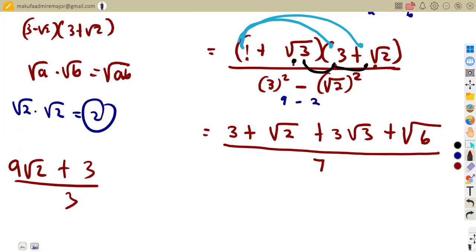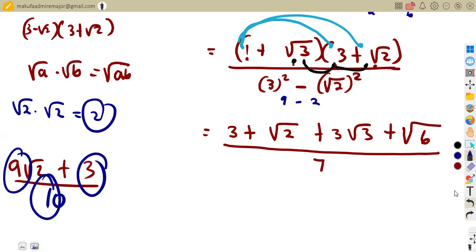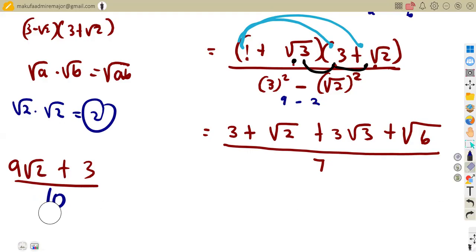But if this is being divided, let's say here it is being divided by maybe a 10, there's no need for you to separate, because even if you are to do so, you see that we can't divide this 9 and the 10, the 3 and the 10. So you just have to leave it like that. But on a condition where these are common terms, then you can separate. Like I said, on a condition that maybe we are dividing by 3, you can separate because we can divide here, we can divide here. But in this case, we can't.